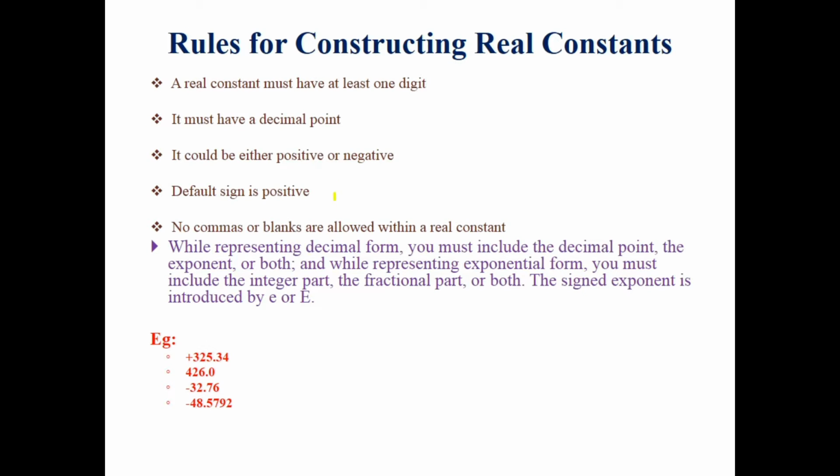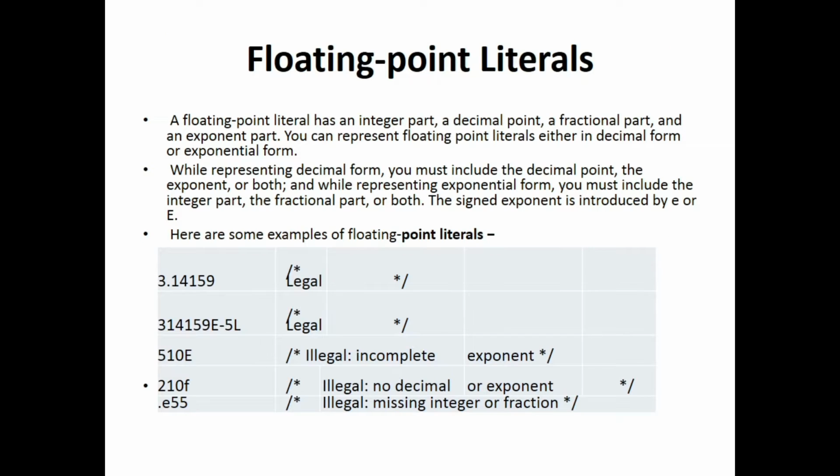Rules for constructing a real constant: a real constant must have at least one digit. It must have a decimal point. It could be either positive or negative. The default sign is positive. No commas or blanks are allowed within a real constant. In simple words, any fractional value which you want to use as a value is called a real constant. So these are some of the fractional values.